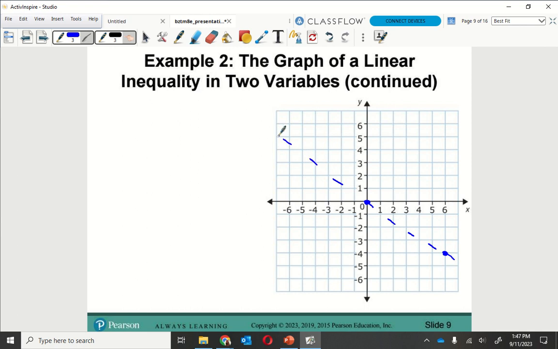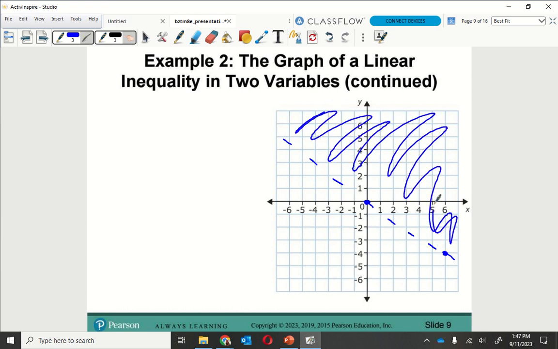And what part's shaded? Upper or lower? Very good. Hopefully you guys are finding this pretty easy. No.